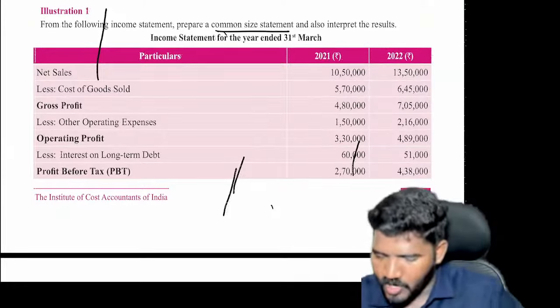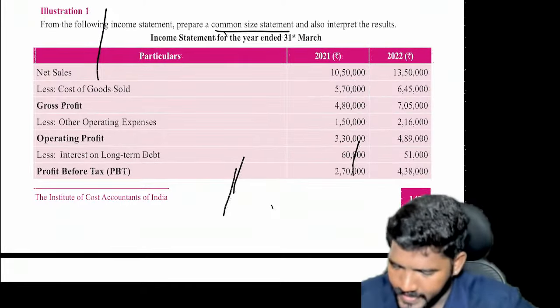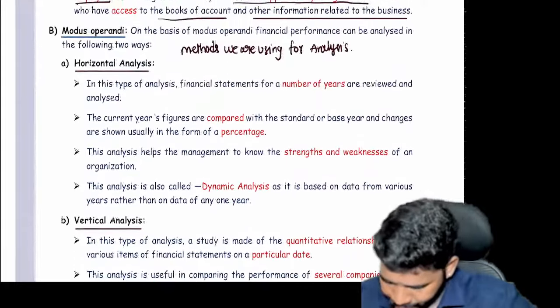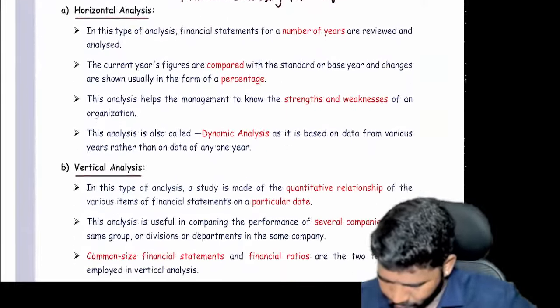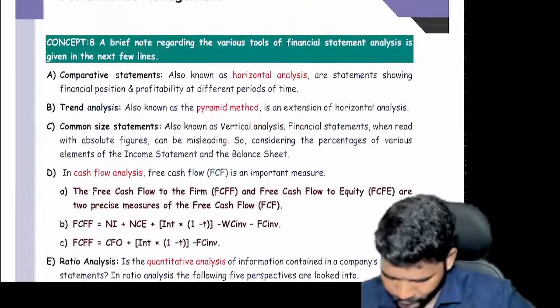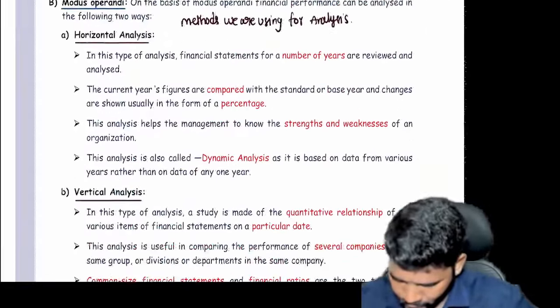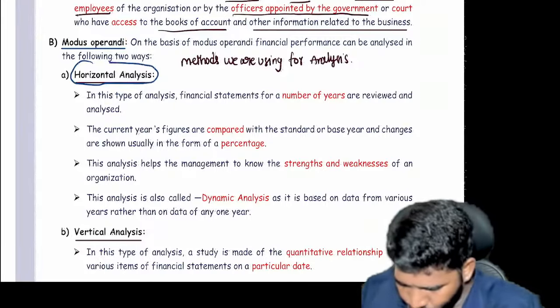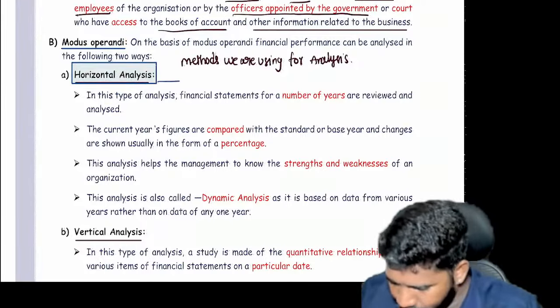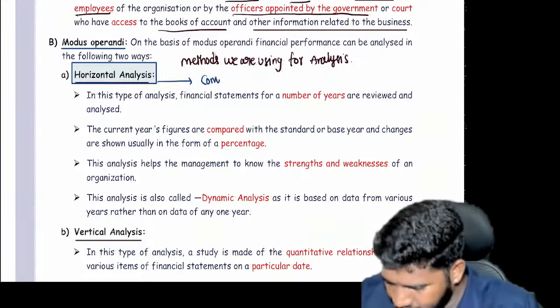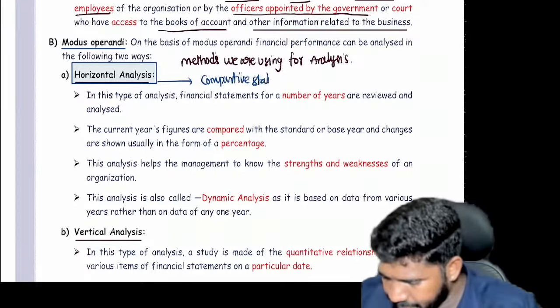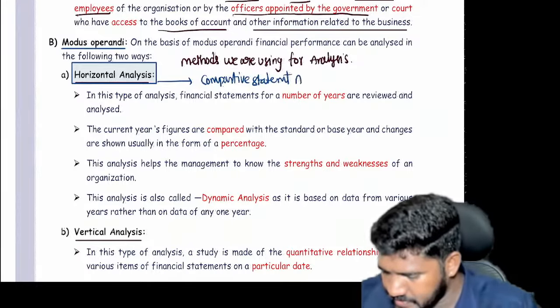So this is called common size statement. This is called what, guys? Common size statement. Now you have to understand, in horizontal analysis, we are using a calculation part called comparative statement analysis.